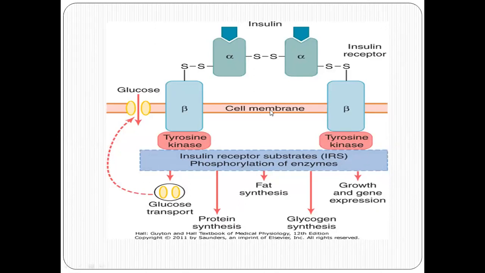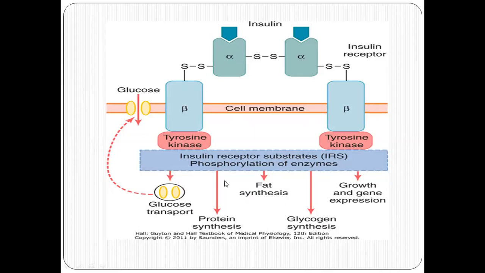If you see, this is the cell membrane and this is the alpha part and this is the beta part of the receptor. And here the insulin will be attached to the alpha part. If this is phosphorylated, the beta is also phosphorylated and it will activate the tyrosine kinase, and this insulin receptor substrate causes the phosphorylation of enzymes, and then it will activate the glucose transport. So glucose will be utilized by the cell.